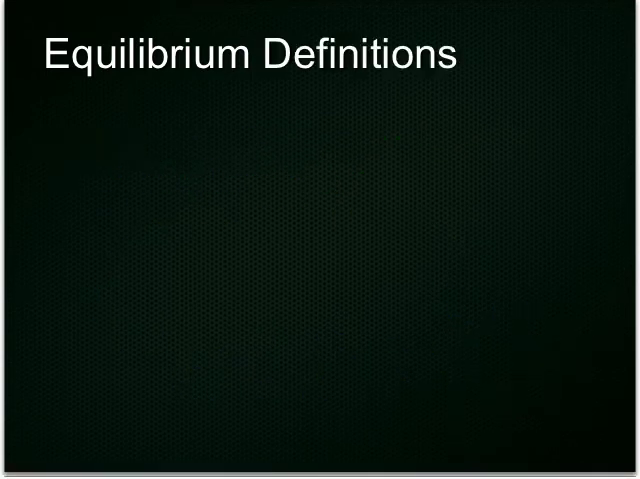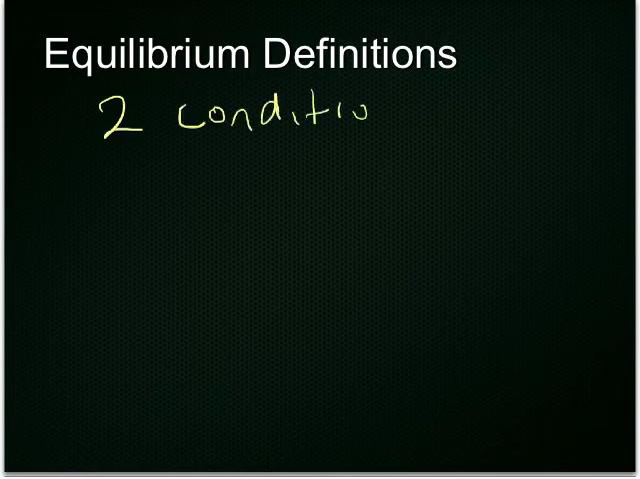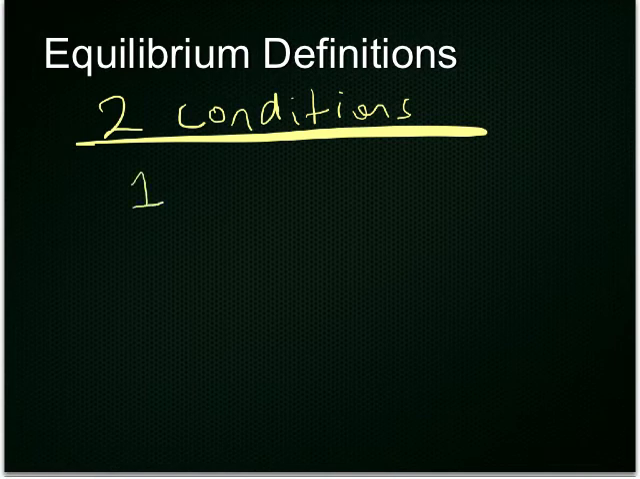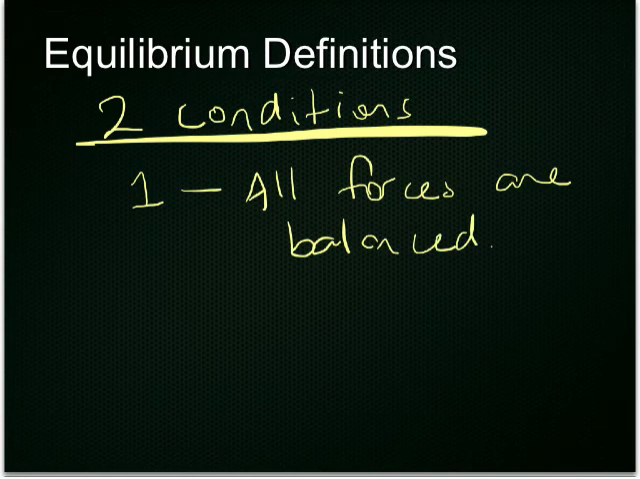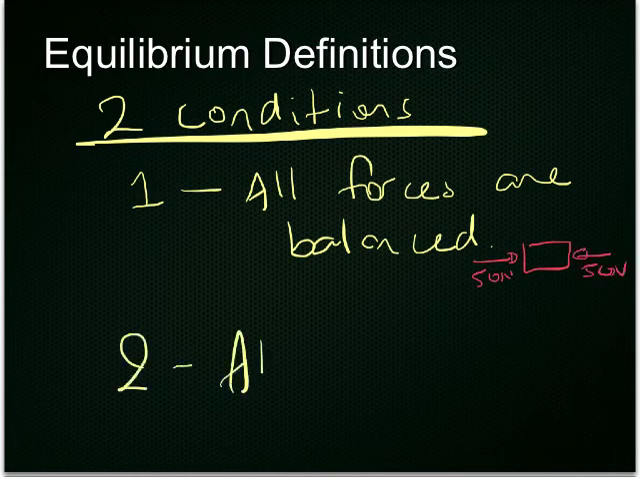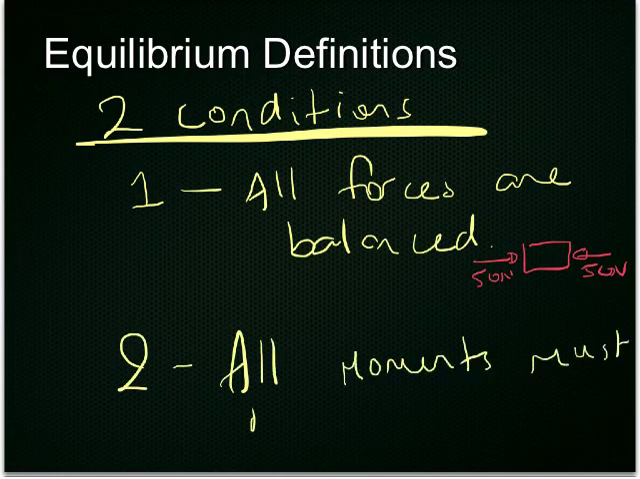So we need two conditions for equilibrium. Essentially we need to have one, that all forces are balanced. So remember, if we had a block, 50 newtons pushing on one side, 50 newtons on the other, that's an equilibrium. Second, all moments must be balanced, and that's what we've just talked about.